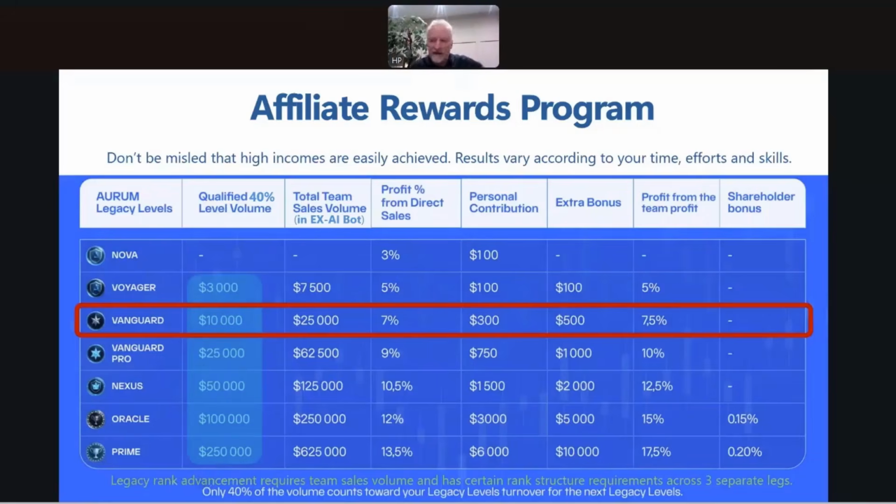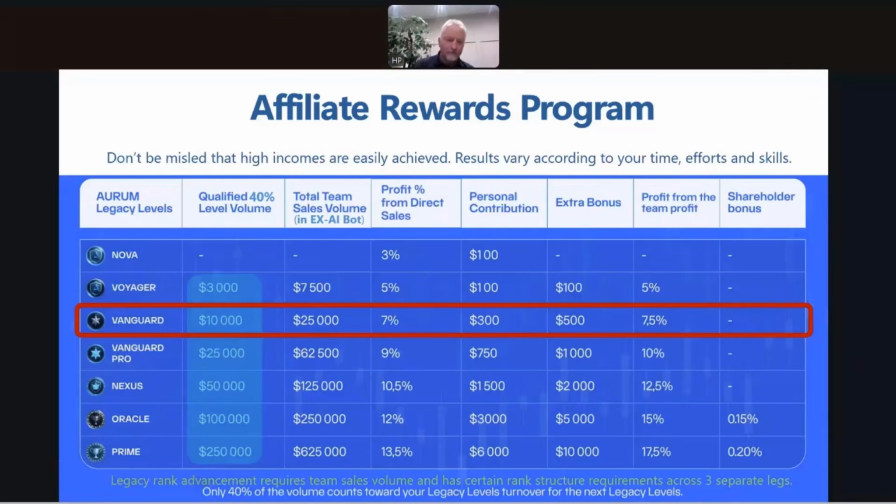Now, what people miss is the small print at the bottom. I put that in. What does it say? Legacy rank advancement requires team sales volume. This is the team sales volume, total team sales volume. Legacy rank, this is the ranks. The advancement requires team sales volume and has certain rank structure requirements across 3 separate legs.